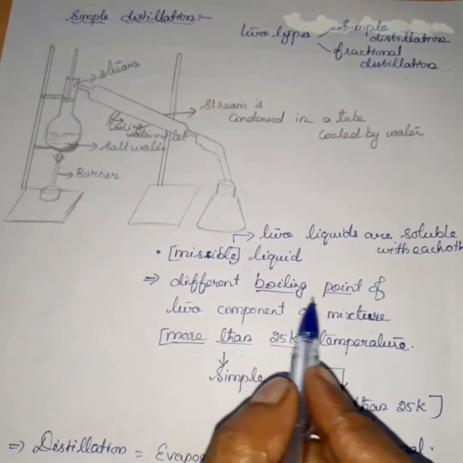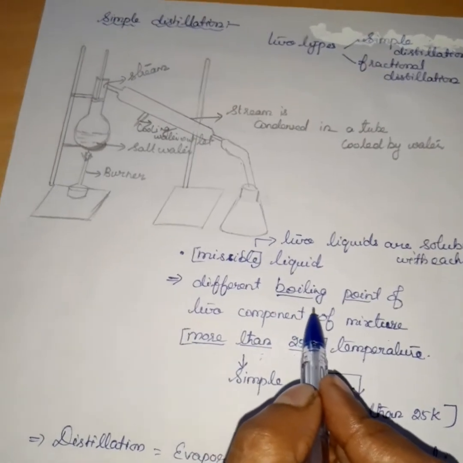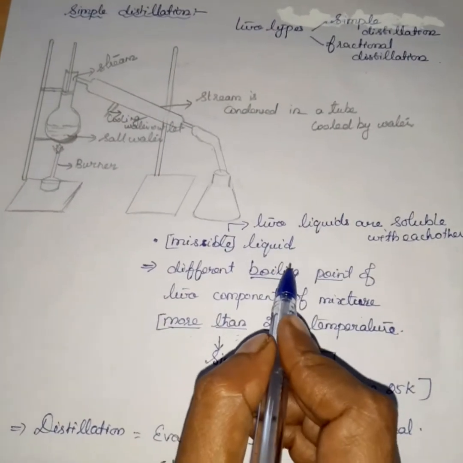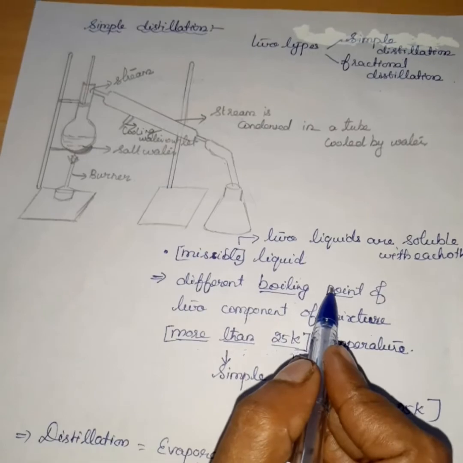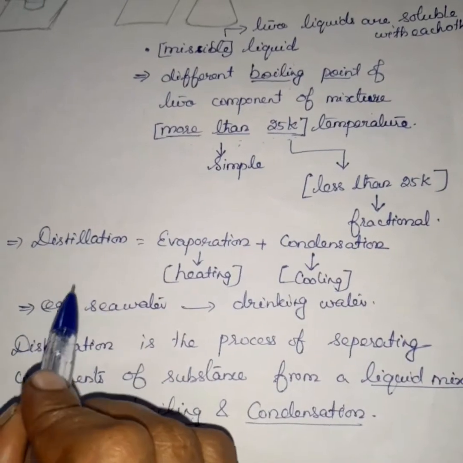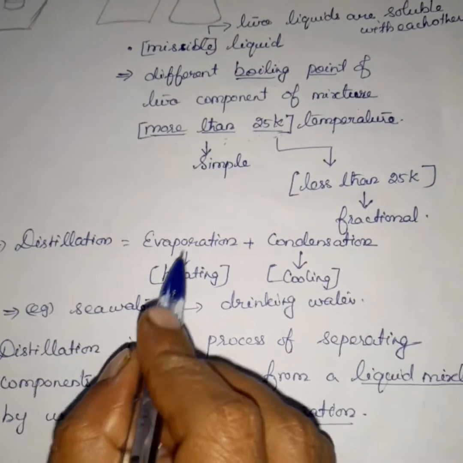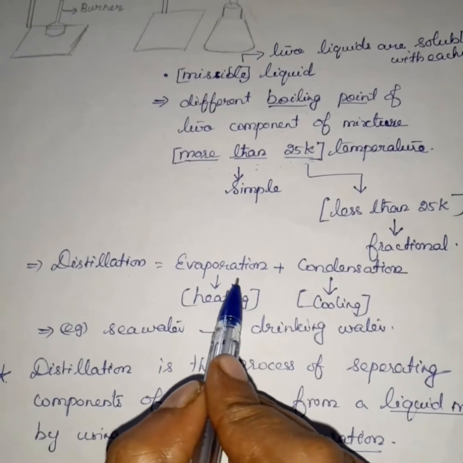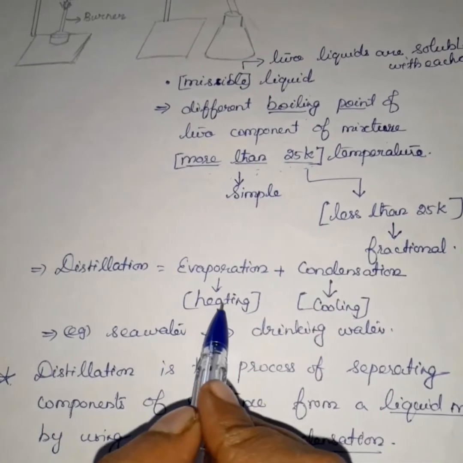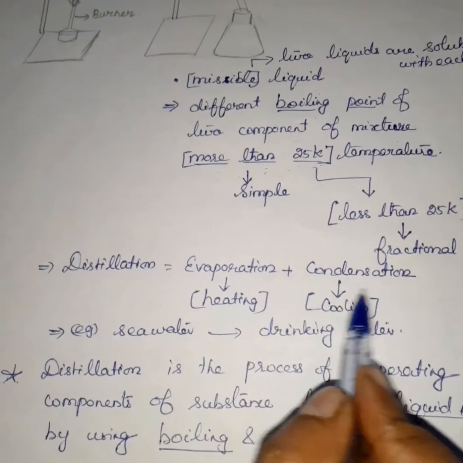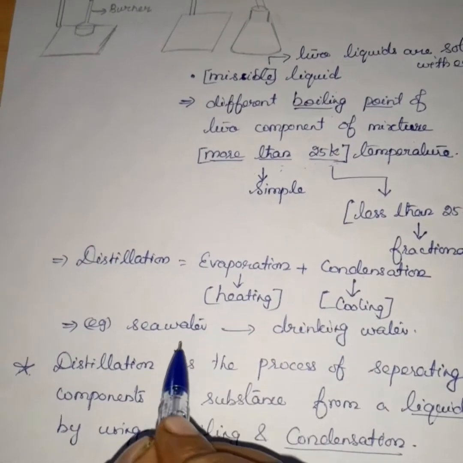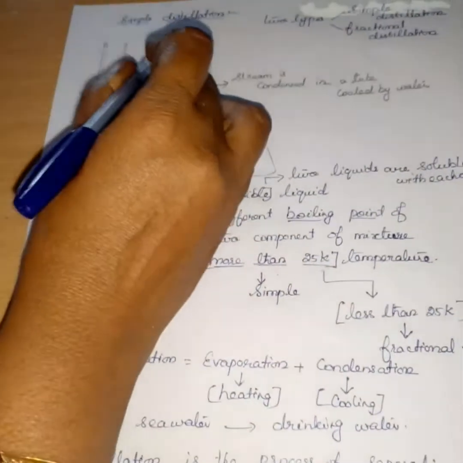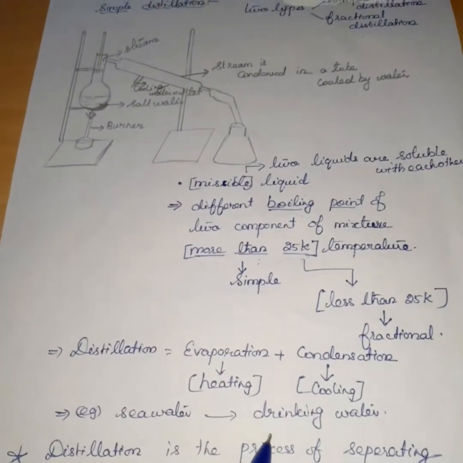So what is the boiling point? The boiling point is the temperature at which a liquid boils and changes to vapor. Distillation is the combination of evaporation and condensation. Evaporation means the heating process, and condensation means the cooling process. Sea water is converted to drinking water by this distillation method.